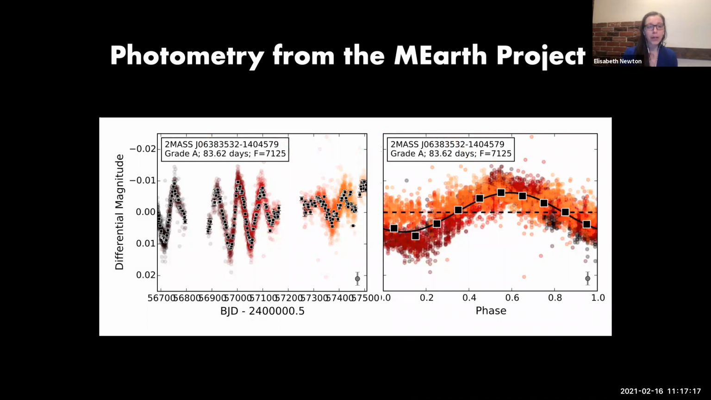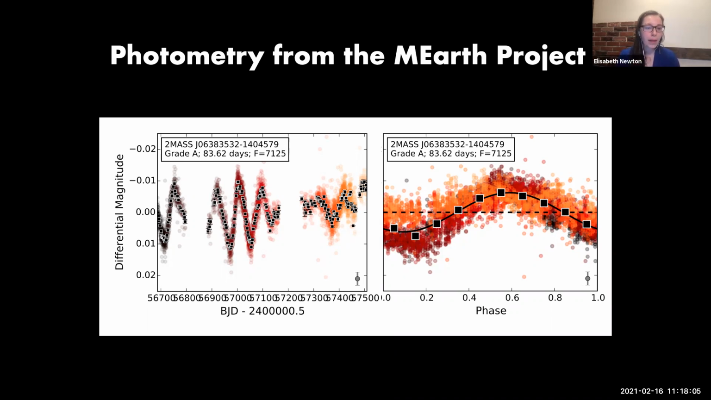This is drawn from our work using data from the ground-based MEarth observatories, which is originally an exoplanet survey. So this is brightness versus time on one side, and then the phase folded light curve on the other side. This M dwarf has a relatively long rotation period. It's 83 days, so similar to, for example, Proxima Centauri.